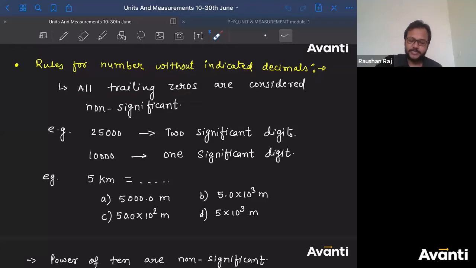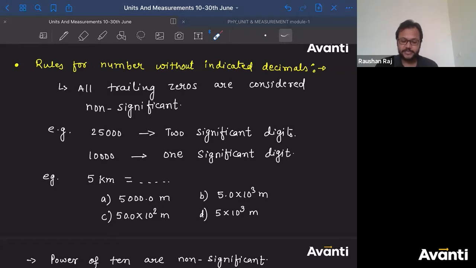If you write 100, I'll say the number of significant digits is only 1. If I put 100.0, then I can say this is 100 meter measured. But if it is only 100, that means this is an approximate value. This has not been measured properly. It is approximately equal to 100. So these zeros do not make any sense. So what will we say? One significant digit. Similarly, if I say 25,000, how many significant digits are there?